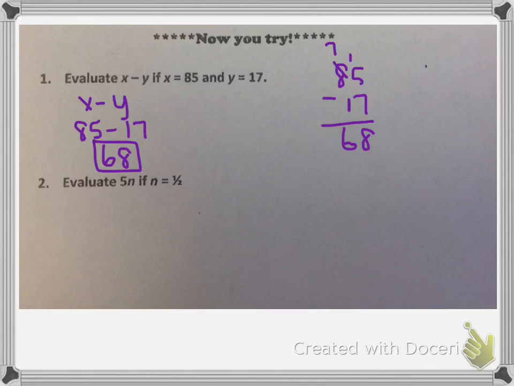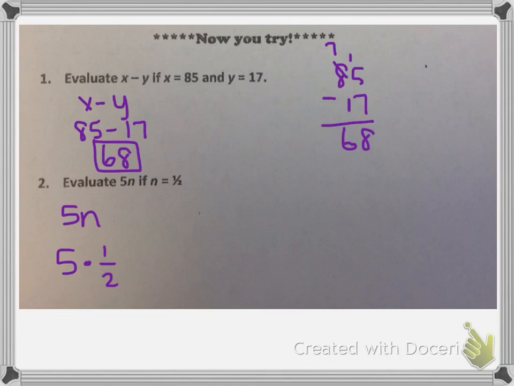Now, if we try the next one, it says evaluate 5n if n equals 1/2. Well, remember, here, because there's nothing in between the number and the variable, that means we're going to multiply. However, when I plug in my 1/2 for the variable of n, I need to write some form of multiplication symbol. It could be the dot. I could put the 1/2 in parentheses. Personally, I chose to use the dot to represent multiplication, so that's how I wrote it.